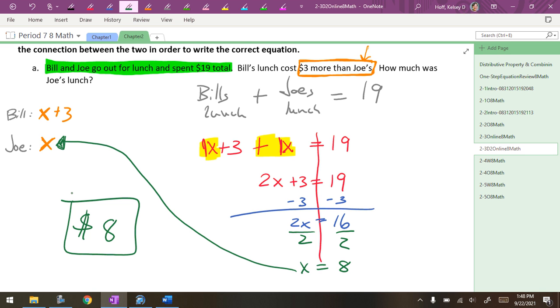I'm going to tell you, people are like, I don't need to write that. And then they're like, Ms. Huff, I don't know why I got this problem wrong. Take the 10 seconds, because it will save you from having to redo the problem. Okay? Let's try it again.